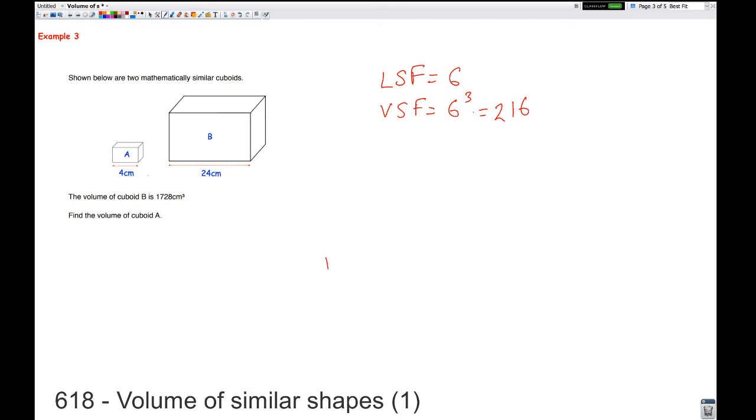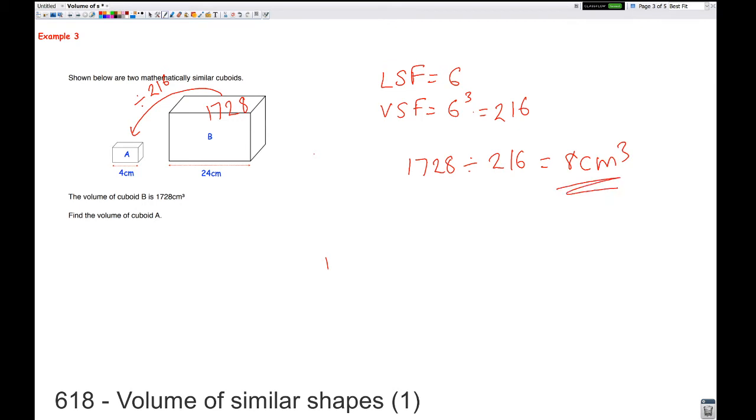Here, this time, slightly different. We've got the volume of the larger cuboid, and we want to find out the smaller one. So this time we divide. Be careful whether you multiply by the scale factor or divide. Here we're dividing by 216, or 6 cubed. So we do 1728 divided by 216. Our volume of the smaller shape is 8 centimetres cubed.